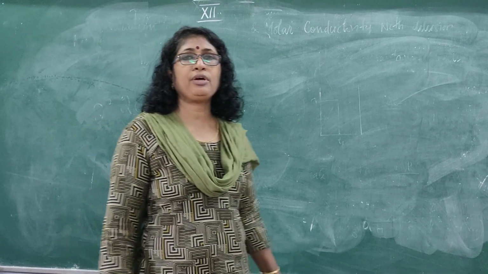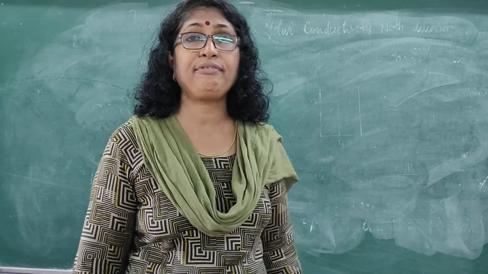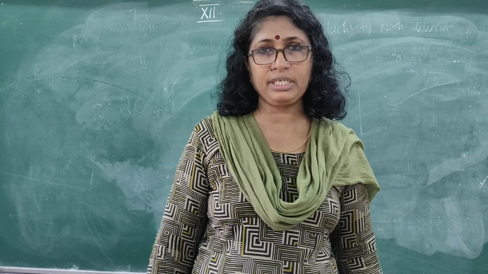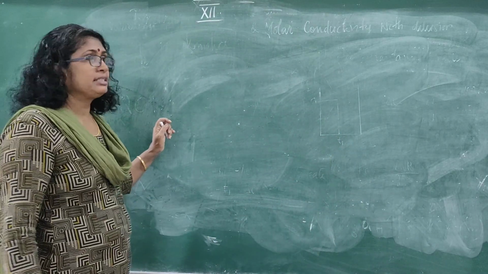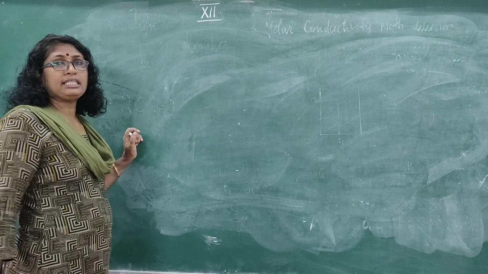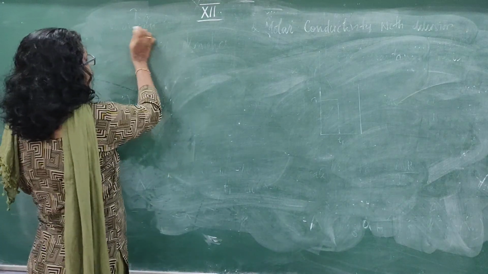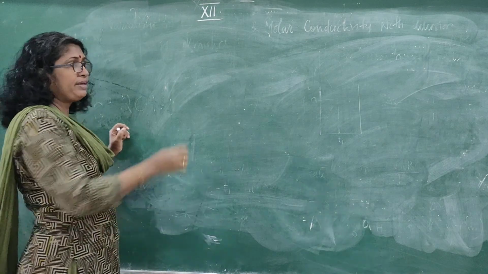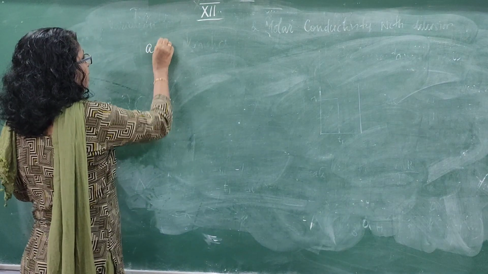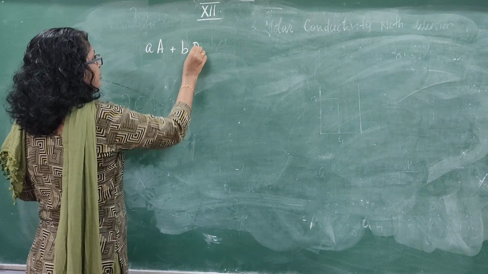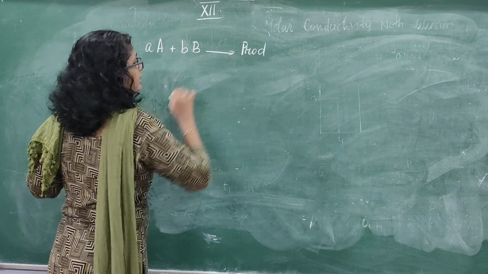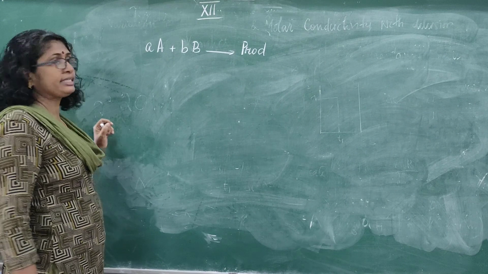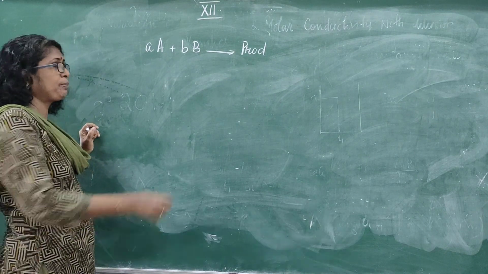One of the most important factors that affect the rate of a chemical reaction is the concentration of the reactants. Yesterday we saw the law of mass action. What is the law of mass action? The rate of a reaction if a moles of A react with b moles of B to give products. This is the reaction: a moles of A react with b moles of B to give products.